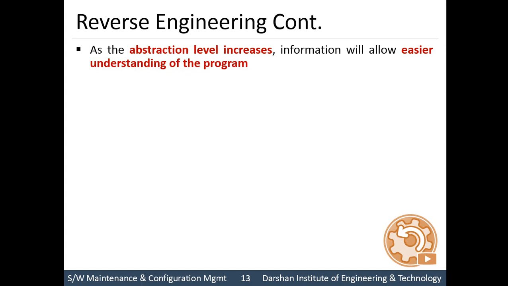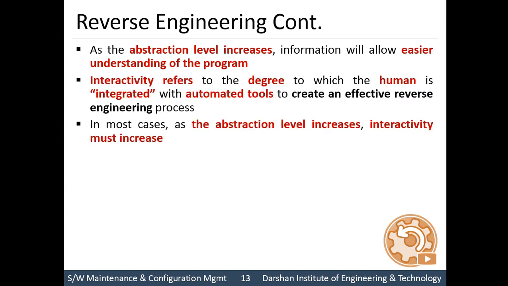And while deriving the design, the abstraction level increases, and information allows easier understanding of the problem. And in most cases, as the abstraction level increases, interactivity is going to increase. So what do we mean by interactivity? Interactivity refers to the degree to which the human is integrated with automated tools to create an effective reverse engineering process.